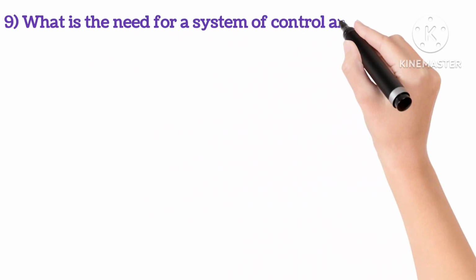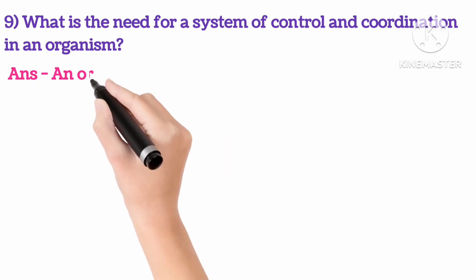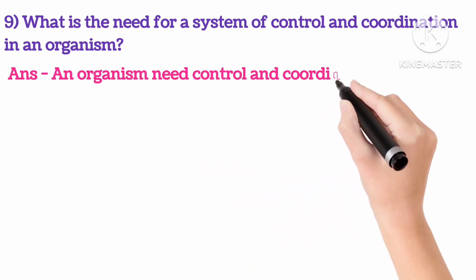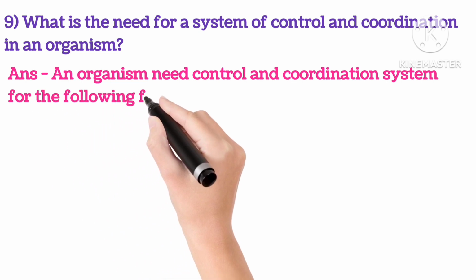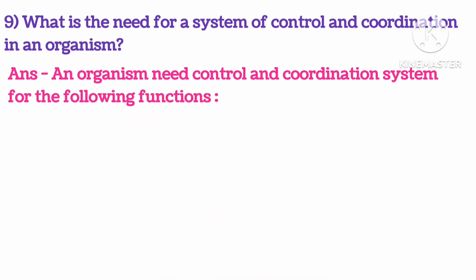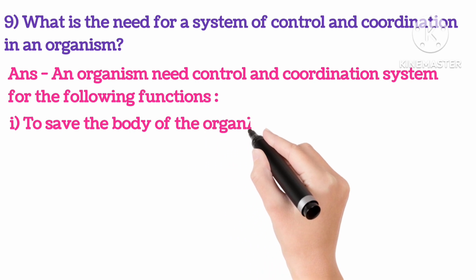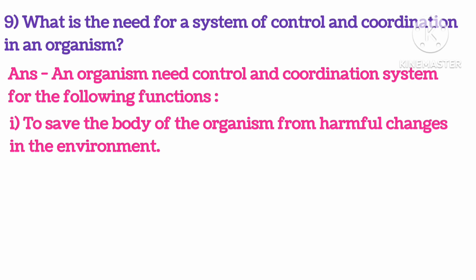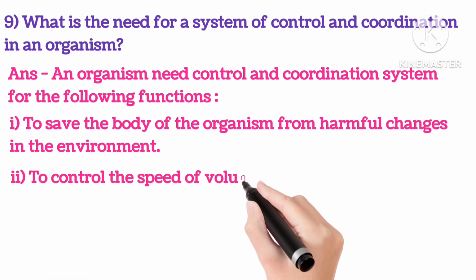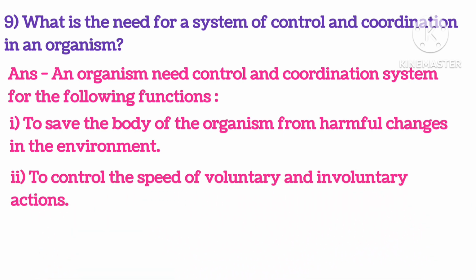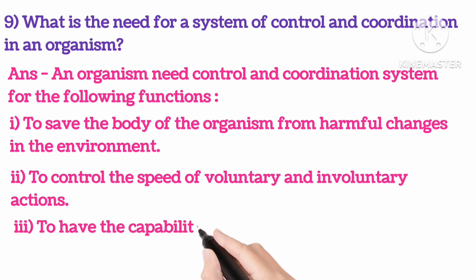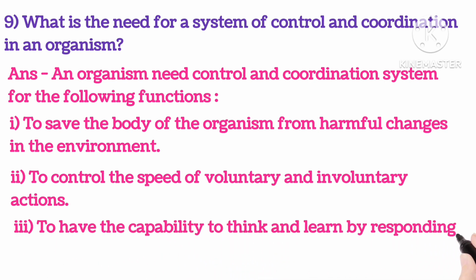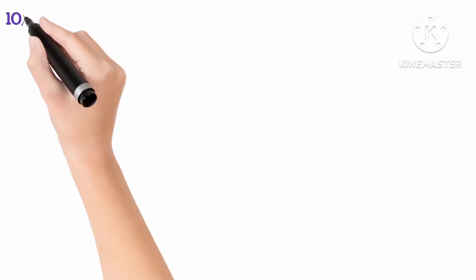Ninth, what is the need for a system of control and coordination in an organism? An organism needs a control and coordination system for the following functions. First, to save the body of the organism from harmful changes in the environment. Second, to control the speed of voluntary and involuntary actions. And third, to have the capability to think and learn by responding to any stimulus.